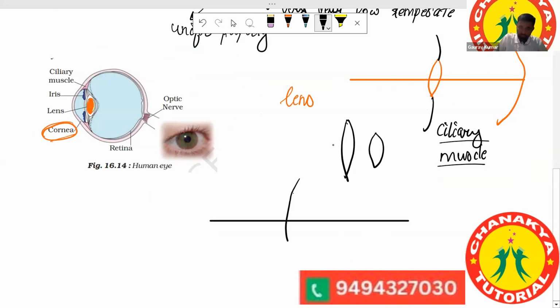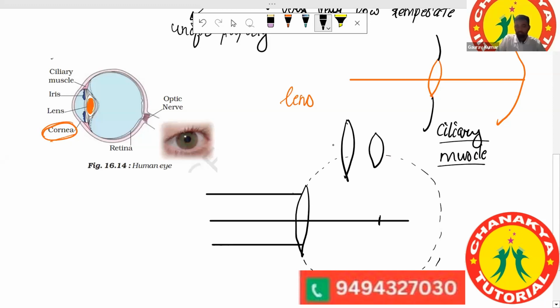Okay, if a lens is thin, then the focus depends on the radius of this lens. If we complete this lens, it will be like this, and its focus will be somewhere here, somewhere in between. So if light is coming, it will focus this light to this point.